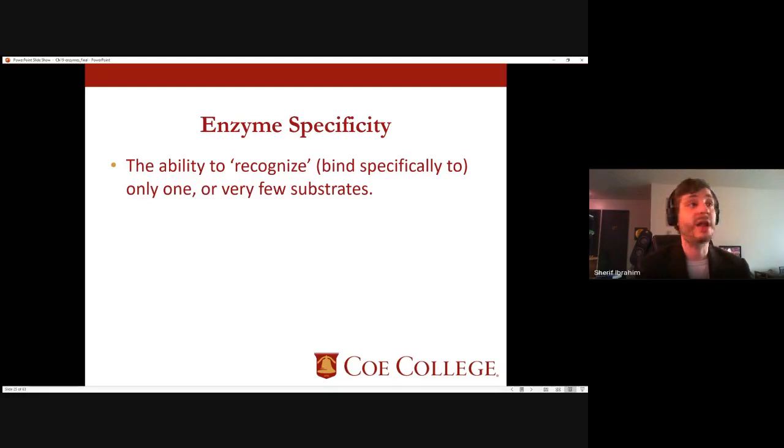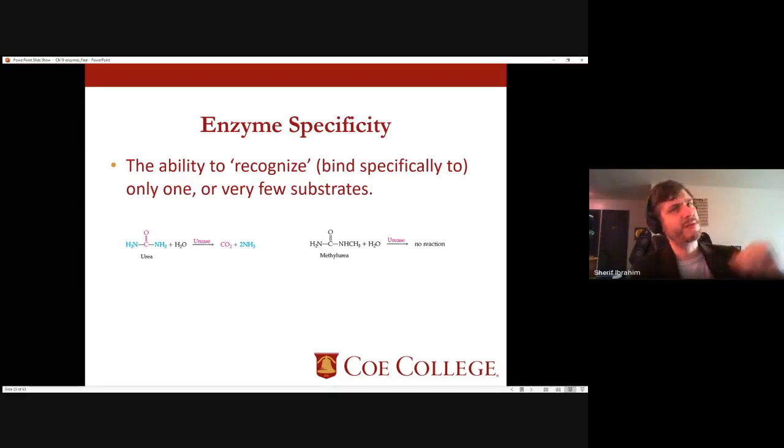The ability to recognize and bind specifically to only one or a few substrates is given by that. So here's a good example. If you take urea, on the left, give it water and urease, it hydrolyzes urea into carbon dioxide and ammonia. No problem. Now, look at the next compound, methyl urea. Same thing as urea, we've just taken one of the hydrogens and turned it into a methyl. Not that big of a change, but this enzyme doesn't work anymore. It can't do anything. It's specific enough to tell that small change, just a little methyl group.